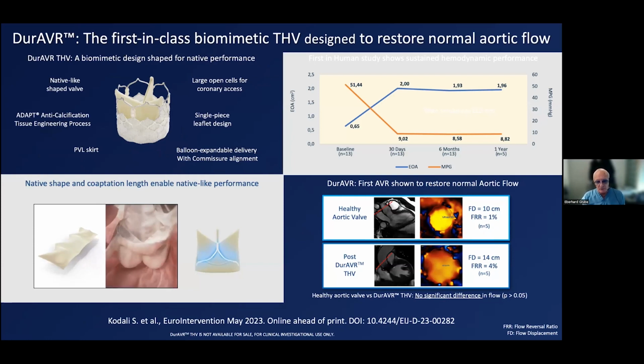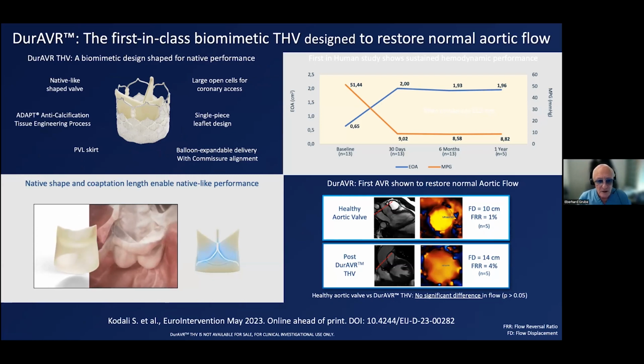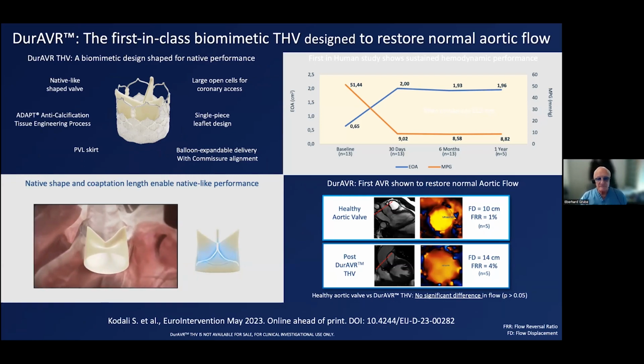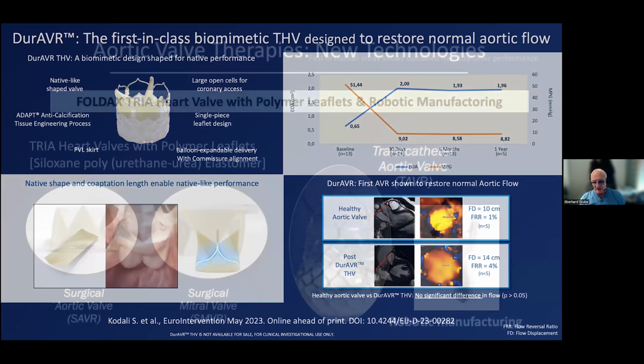It has a low profile, large open cells for coronary access, an anti-calcification tissue engineering process, and it is a single piece leaflet design. It is a balloon expandable delivery with commercial alignment. On the right side, you can see great EOAs and low gradients. And down here, you can see that this might be the first one to show and restore normal aortic flow like in normal valves.